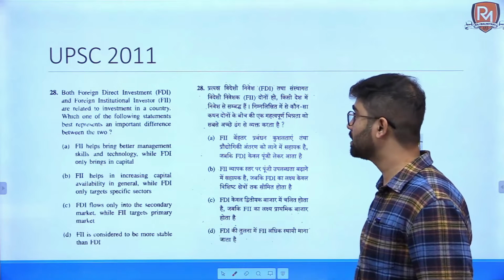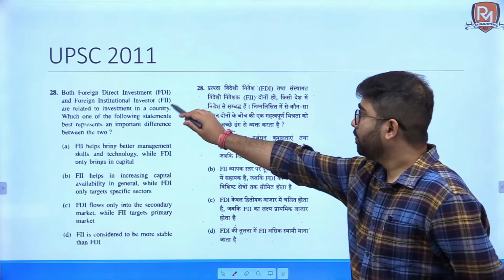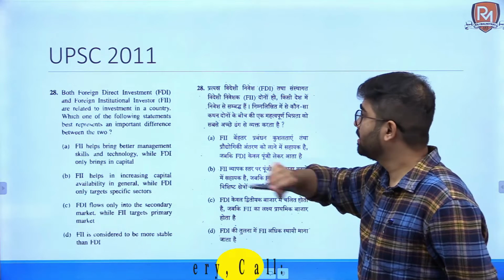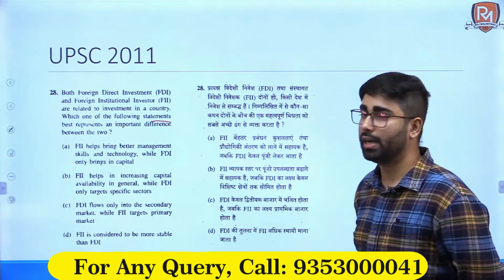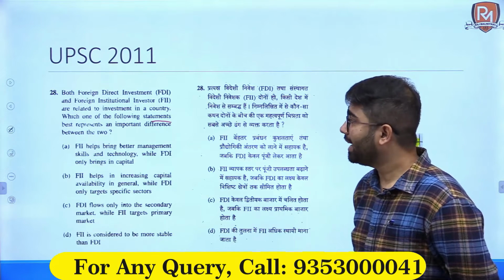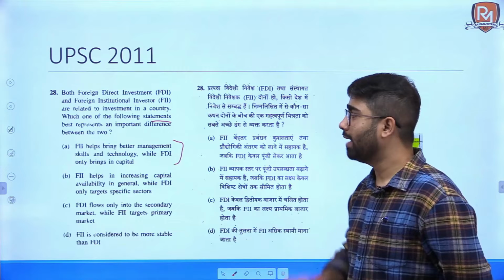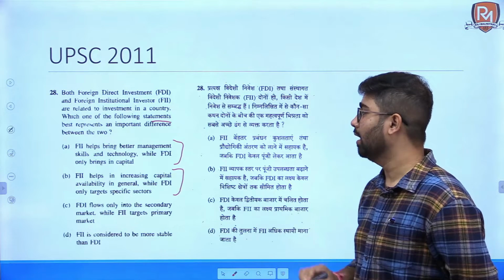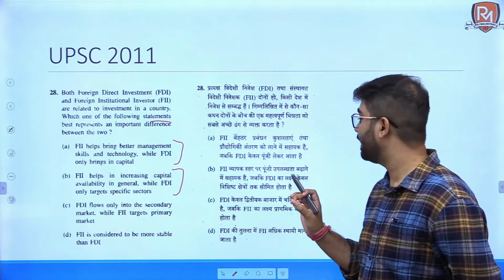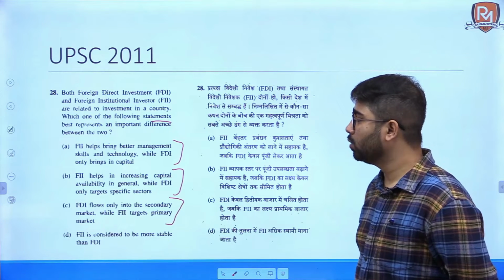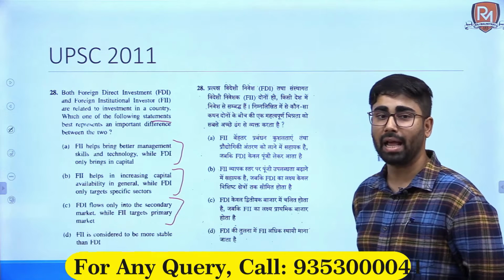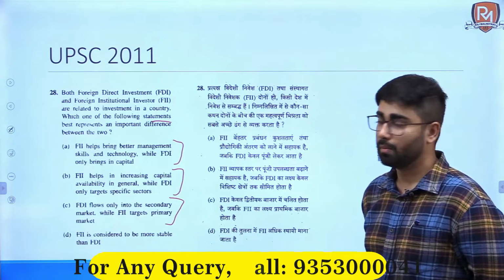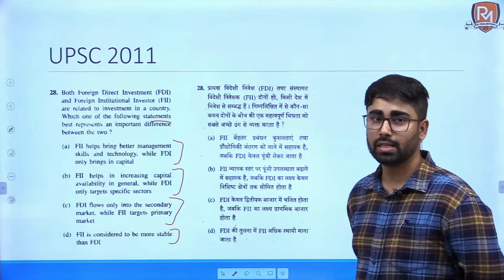Now, this is the question that was asked in 2011. Both foreign direct investment and foreign institutional investors are related to investment in a country. Which of the following statements best represents an important difference between the two? The first is FII helps bring better management skills and technology, while FDI only brings capital. The second is FII helps in increasing the capital availability in general, while FDI only targets specific sectors. Third is FDI flows into the secondary market while FII targets primary market. And D is FII is considered to be more stable than FDI. Please answer what is the correct answer of this 2011 prelims question.